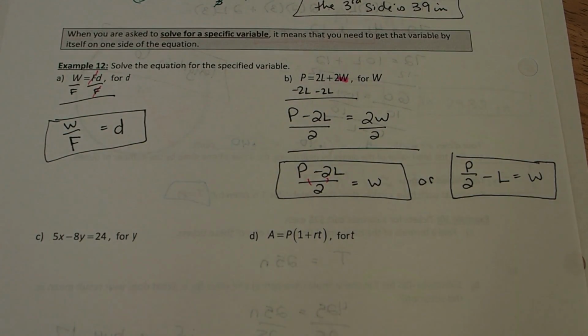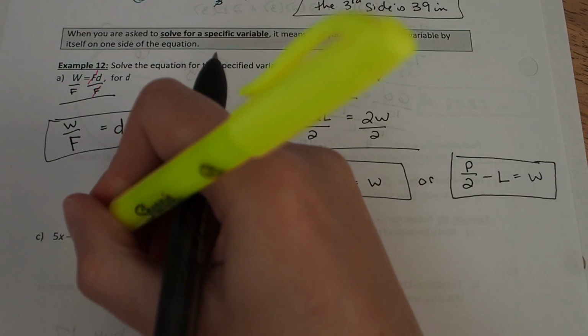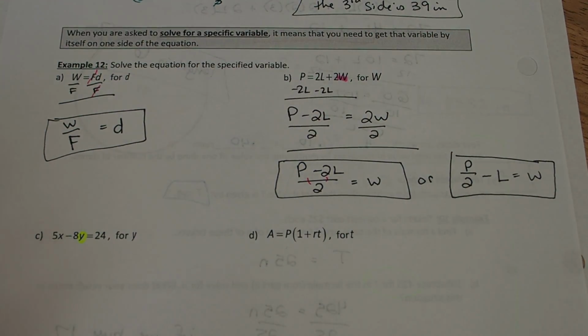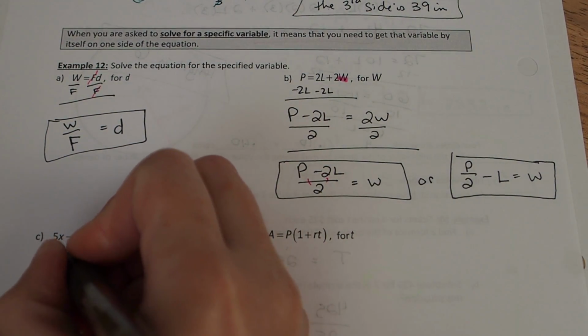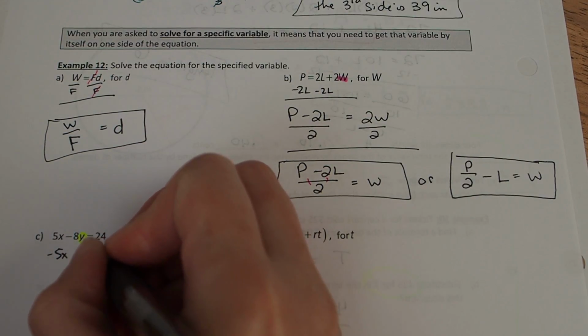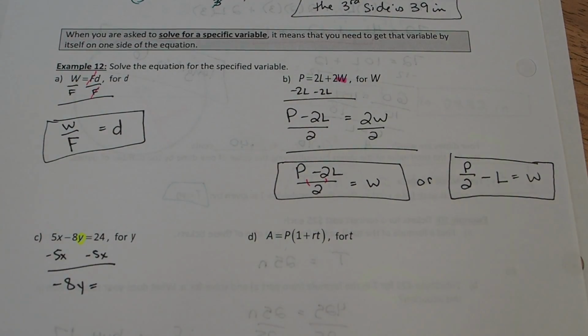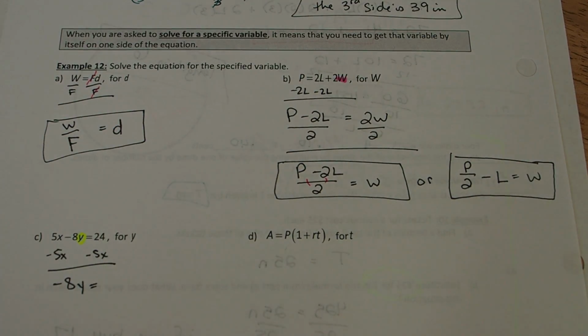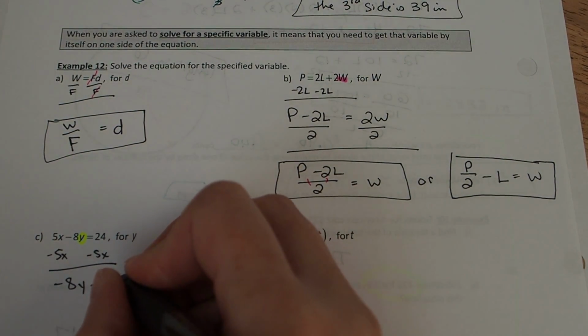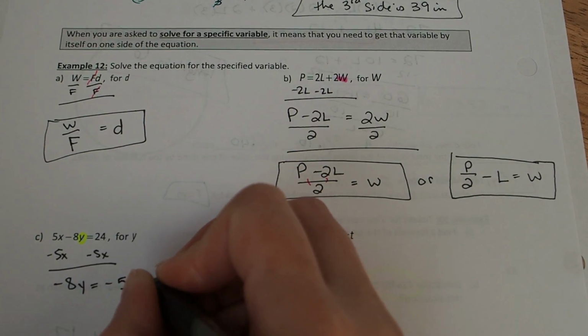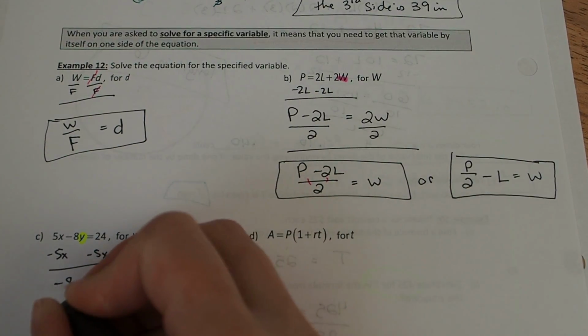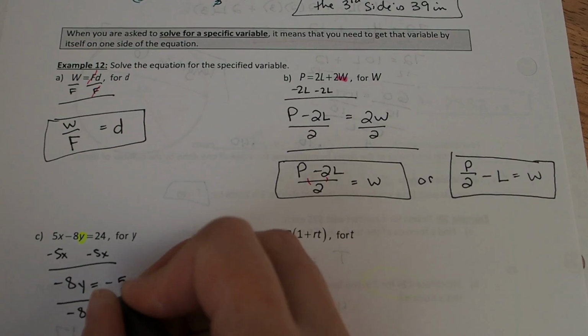Two more. In part C, I want to solve for y. So I'm looking to solve for y, which means I want to get rid of x first. So I'm going to subtract 5x from both sides. It's going to leave you with negative 8y equals, and I could write 24 minus 5x. But I know that if I have just an x and a number, I want to put the x first. So I'm going to write this as negative 5x plus 24. And I'm going to divide both sides by negative 8.